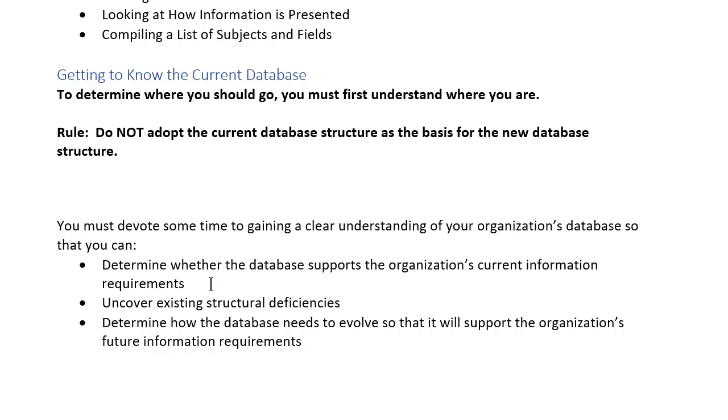Now, as you're looking through that and thinking about the process that they're going through, you want to try and say, is there a better way to do that? So you may uncover some existing structural deficiencies, things that could be improved upon that would help improve that business process. And that also relates to this last item here, and that is to determine how that database needs to evolve so that it can support the organization in the future.